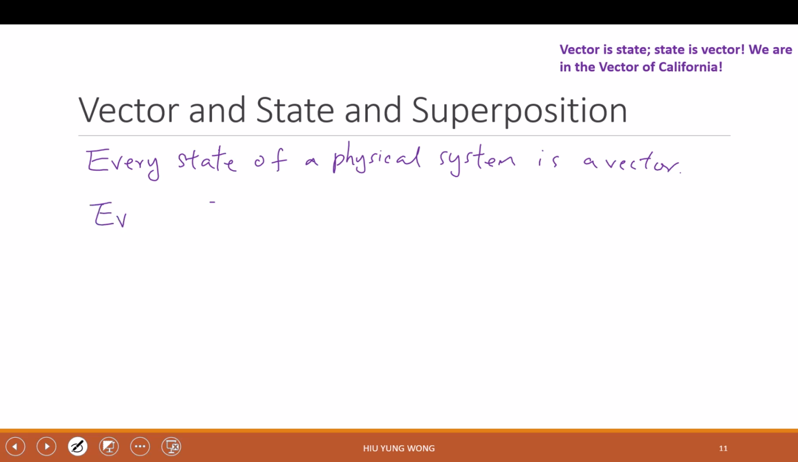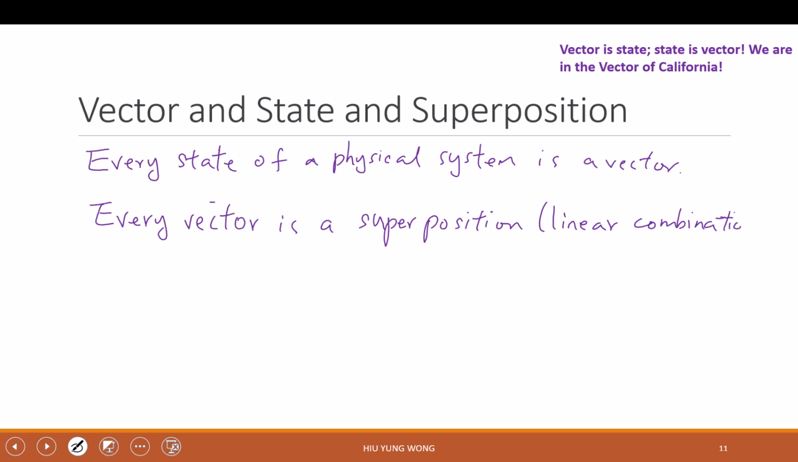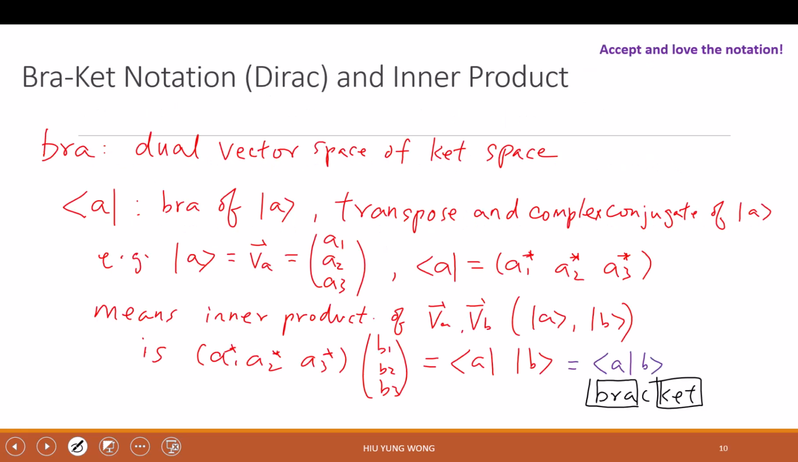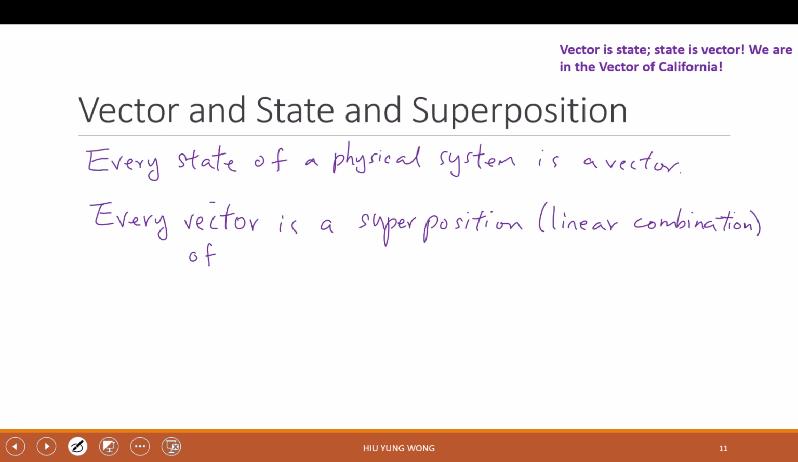And we already see that every vector is a superposition. What is superposition? It's just linear combination. Okay. Superposition is a fancy term when people talk about quantum computing, but it's just a linear combination of what? It's a linear combination of what? Every vector, for example, of the basis states.